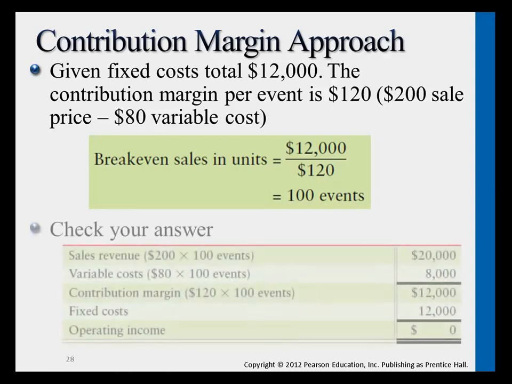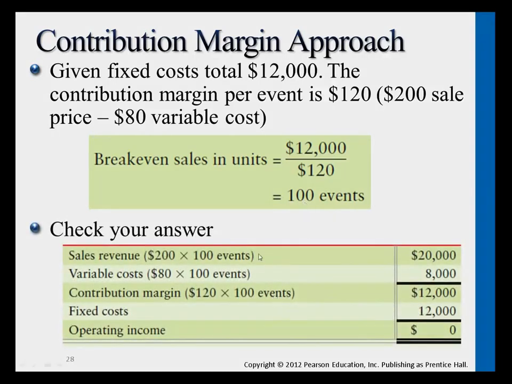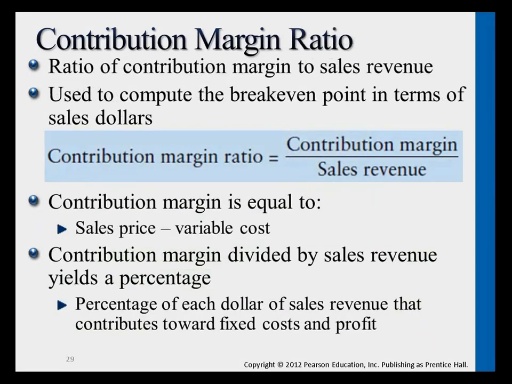And then we also checked our answers, right? So we found operating income at the end is 0, and that's exactly what we need when we break even. Our operating income is always 0 when we're dealing with breaking even. Okay, so getting right to the new material, just a little more.